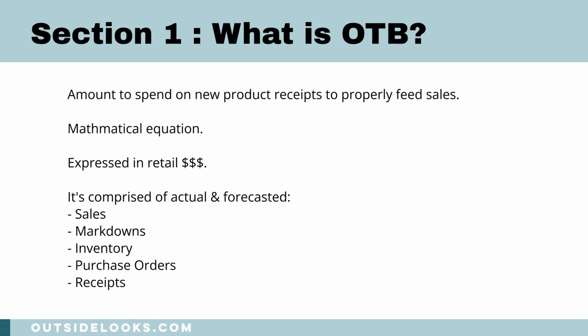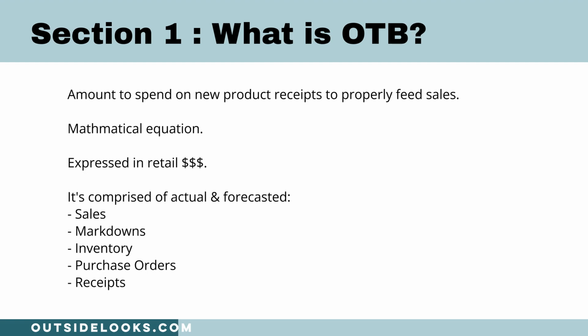Open to buy does a lot of things, but it really is just a simple equation. It's expressed in retail dollars, is how I recommend doing it. And it's comprised of both actual and forecasted amounts in sales, markdowns, inventory, and purchase orders. Notice that open to buy is expressed in retail dollars. It's important that we think about our store and our inventory in retail dollars just like our customers do.